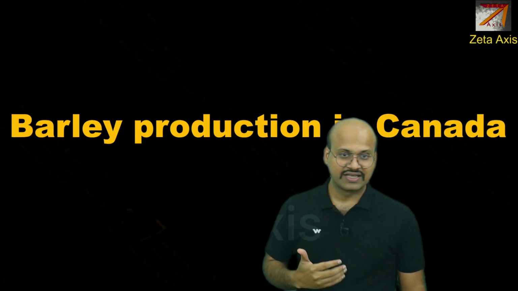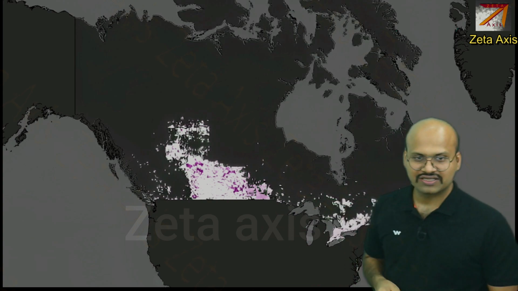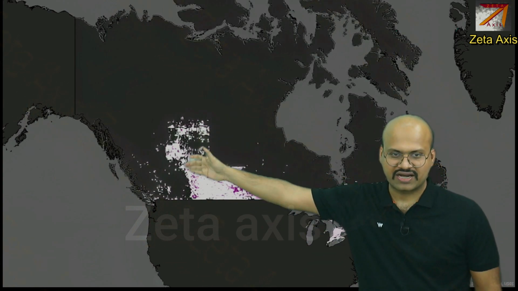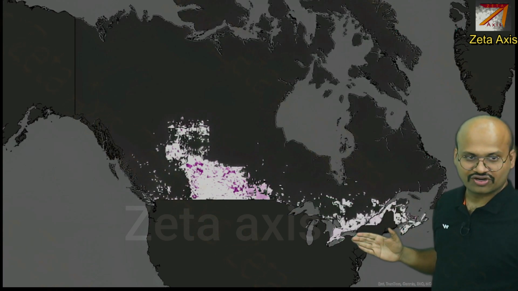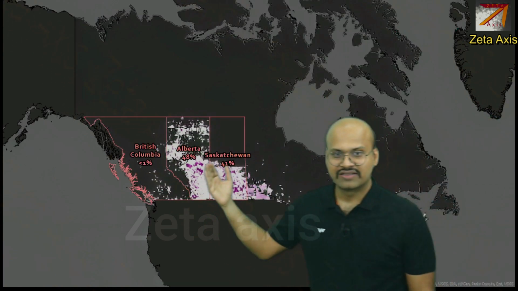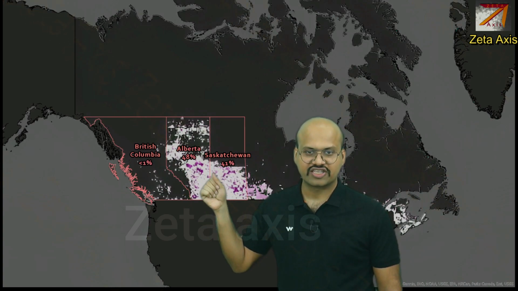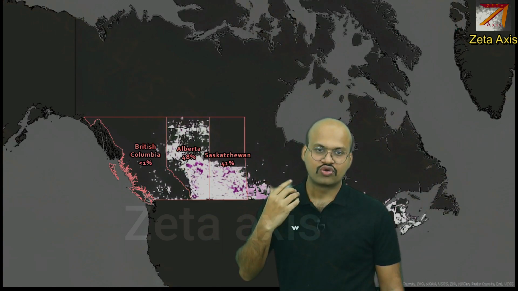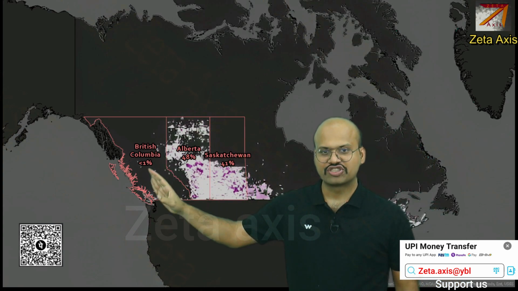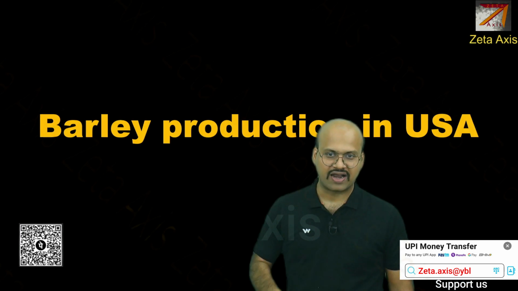So let's start with Canada. Here we can see that barley production occurs in the southern region, in the prairies as well as in the Great Lakes region of Canada. The provinces which produce the majority are Alberta and Saskatchewan. Both of these are the two most important provinces from a barley perspective. British Columbia produces very little barley.